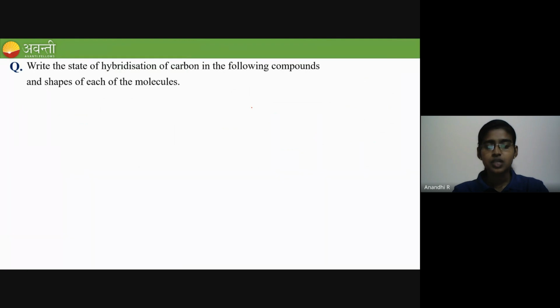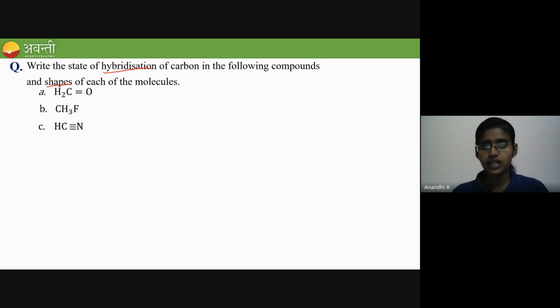That is a question for all of you. Write the state of hybridization of carbon in the following compounds and the shapes of each molecule. So what you are going to find out? Hybridization and the shape for the following molecules. Three molecules are given to you. Let's do one by one. Let's take the first compound. It is H2C double bond O. You have to find out the hybridization and the shape.